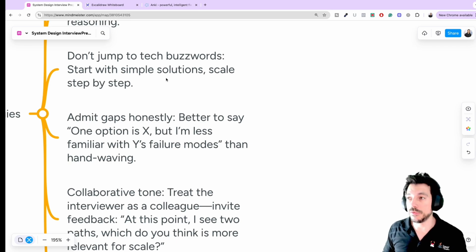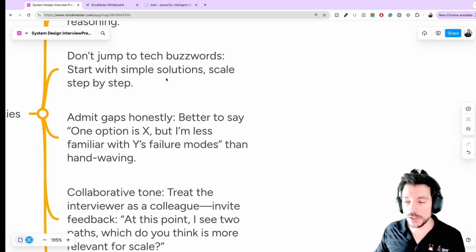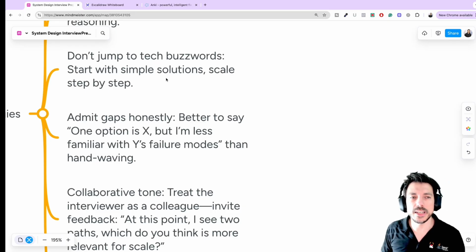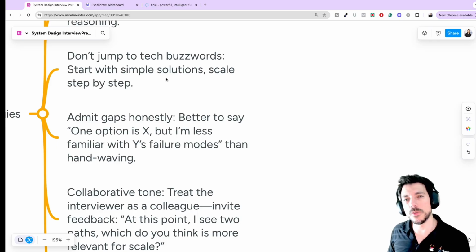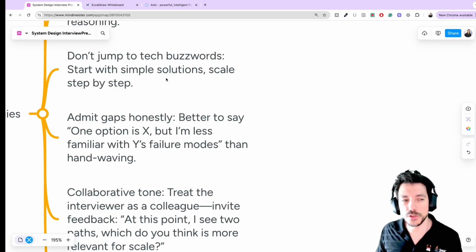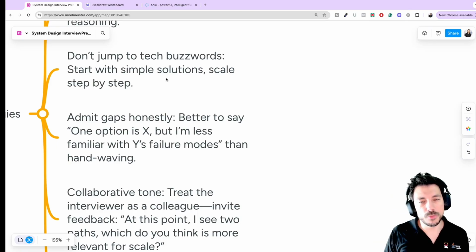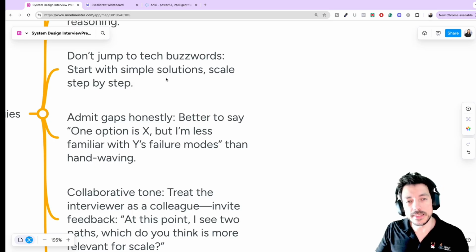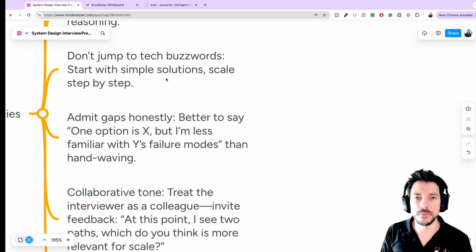So if you're not very good with Kafka, don't use Kafka as an example. You can use SQS, for example, and SQS has a much lower learning curve than Kafka. So always go to the tool that you're more familiar with, but at the same time, make sure that this tool will solve the problem, right?